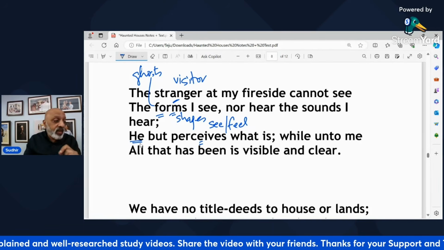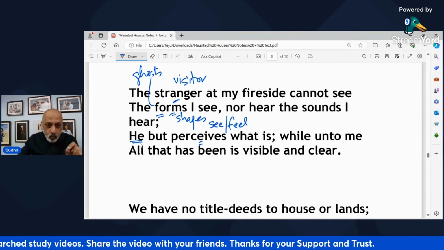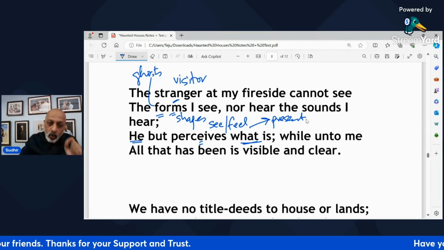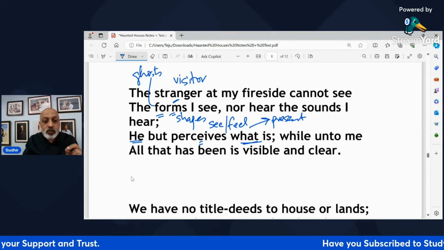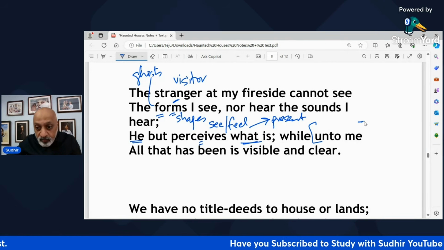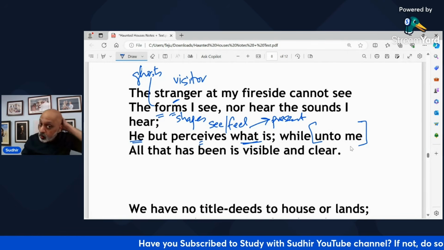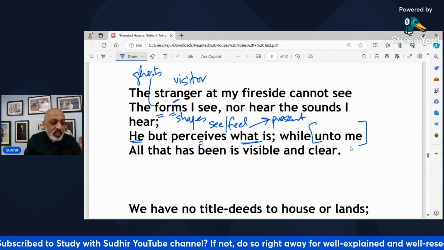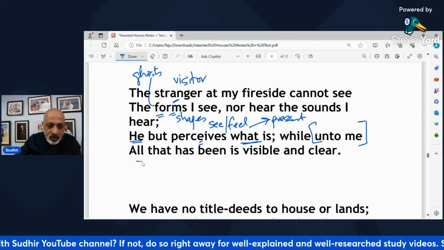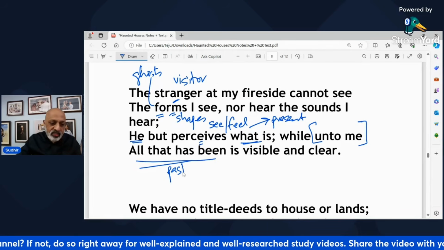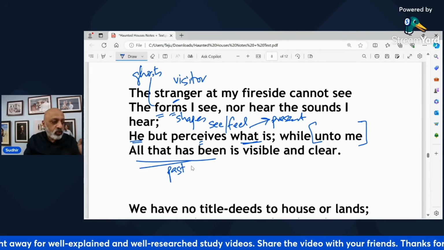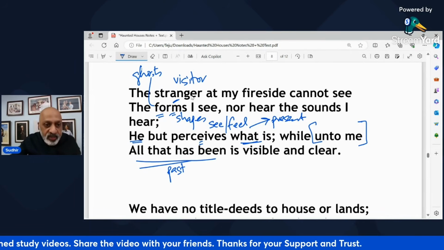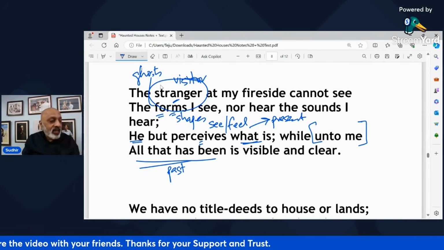But the speaker can see and hear not just what is the present. He but perceives what is, while unto me all that has been is visible and clear. That is, as far as I am concerned, I can see what is visible and what is clear, but also what has been, referring to the past. So what has been is a reference to the past tense. The ghosts are past inhabitants of the house, and the speaker can perceive them, that is, see and feel them clearly. But this visitor, the stranger to the house, he cannot see that.